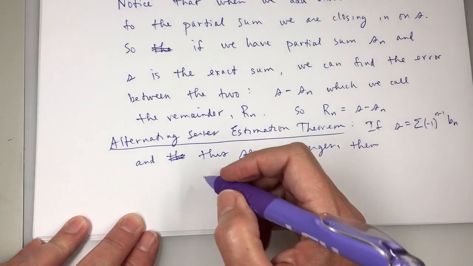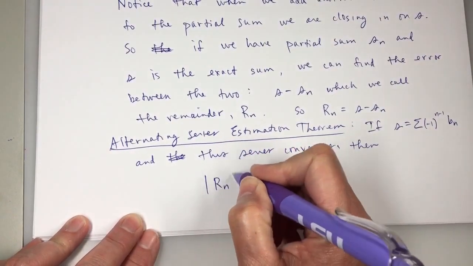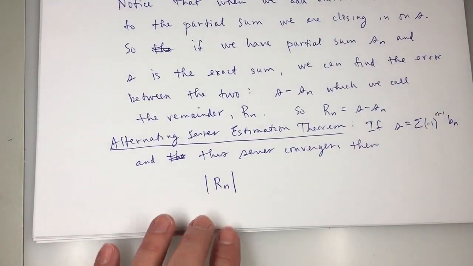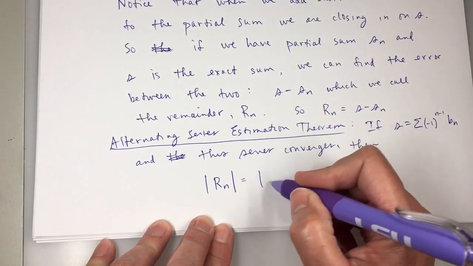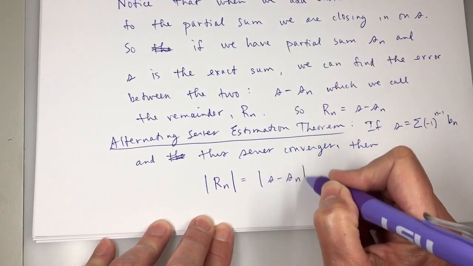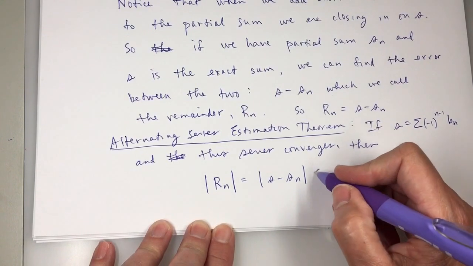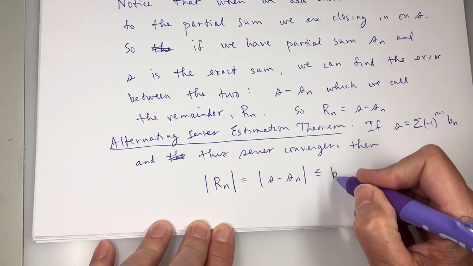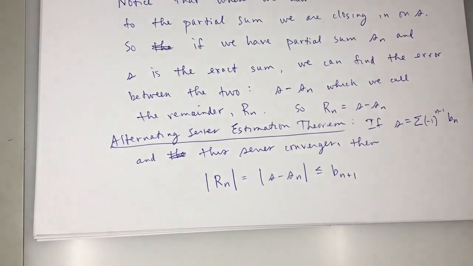Then we have this. The absolute value of the remainder R sub n is the absolute value of S minus S sub n, and that's smaller than or equal to the next term I would add or subtract, b sub n plus 1.